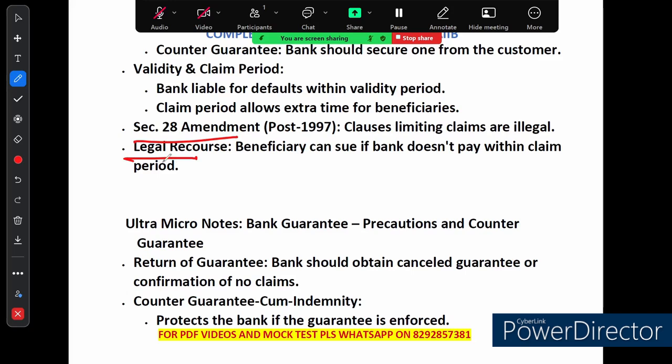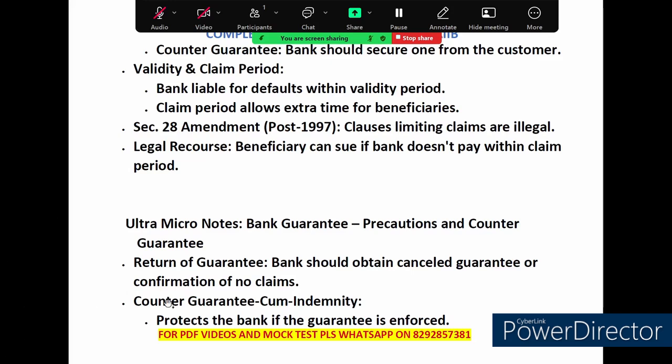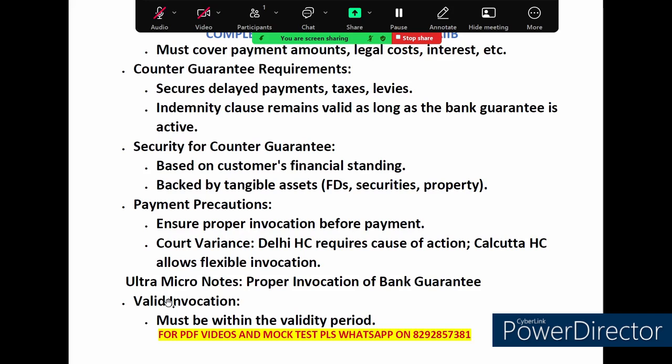Now let's move on to the precautions that banks should take. When a guarantee expires, the bank should ensure that they get the cancelled guarantee back or confirmation that there are no claims. To protect themselves, banks use a counter guarantee. That is counter guarantee cum indemnity to cover payment amount, legal cost, interest, and more. Now these counter guarantees should be backed by tangible assets like fixed deposit, security, or property. Now lastly, when it comes to payment precaution, before making any payment, the bank needs to ensure that the guarantee has been properly invoked. Courts may have different rules.